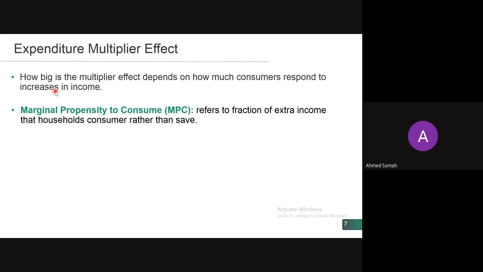It depends on the marginal propensity to consume, which refers to the fraction of extra income that households consume rather than save. For example, if salary increases, the households will consume some part and save some part. The fraction they consume is the marginal propensity to consume, and the fraction of the increased income they save is the marginal propensity to save.